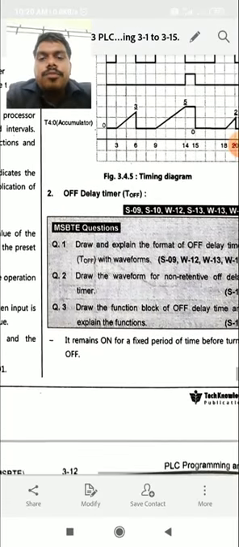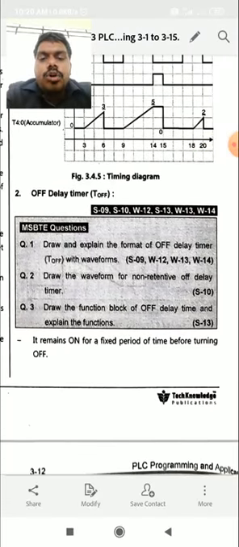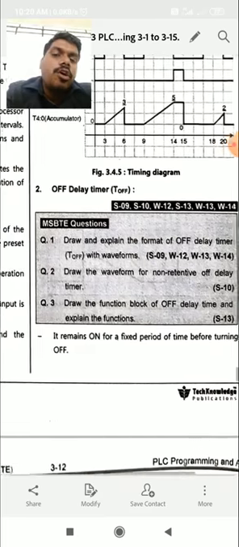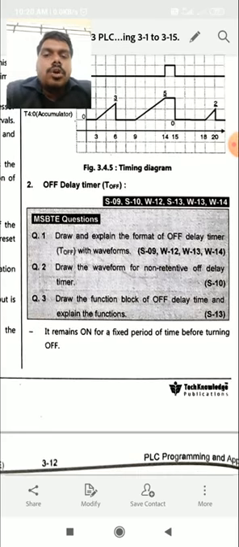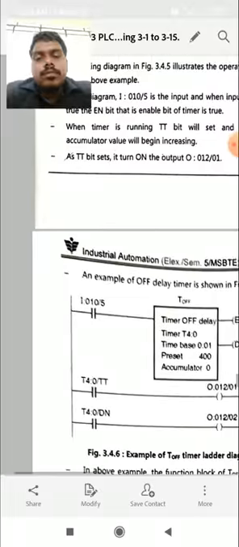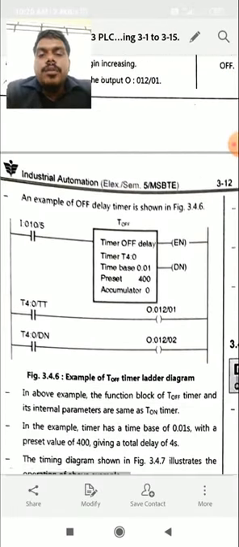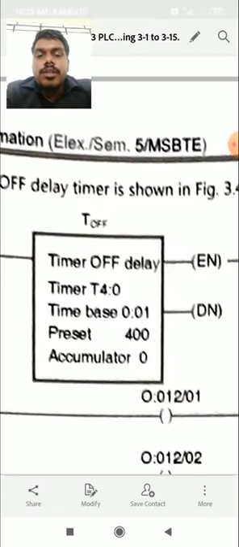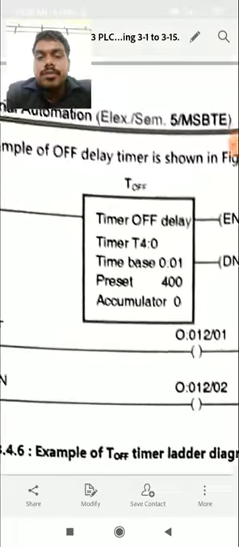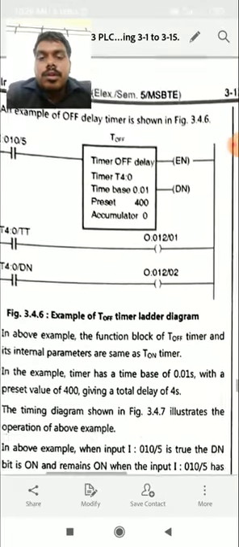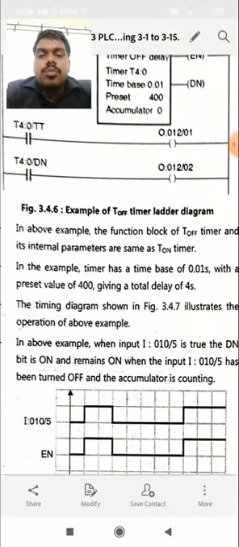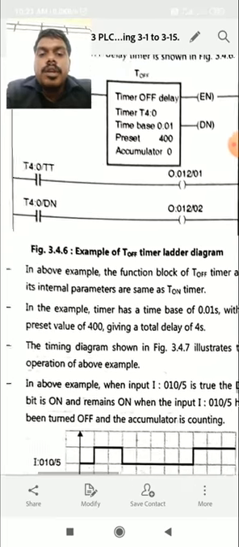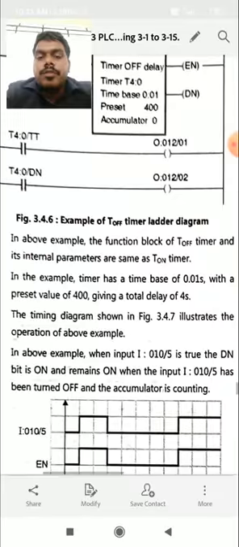Similarly, the off delay timer is there. It remains on for a fixed period of time before turning off. An example of an off delay timer is shown. The preset value is given, and all the bits are the same. Above is the function block diagram of the TOF timer and the internal parameters of the TON timer.